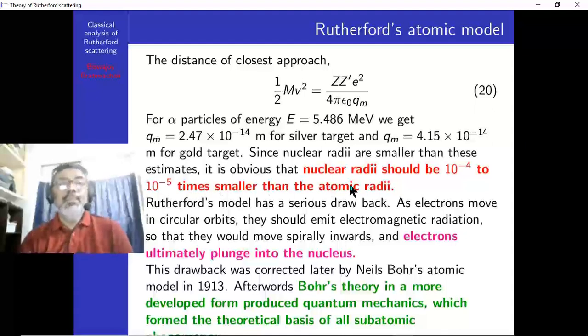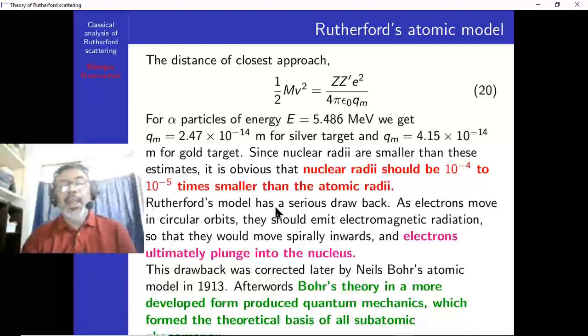So this is really the physics that was extracted from Rutherford scattering. A nucleus occupies a very small volume within the atom. Probably this is one of the most important results even in the history of science, that for the first time we could understand that the atom is mostly empty space, and the nucleus occupies a very tiny volume.